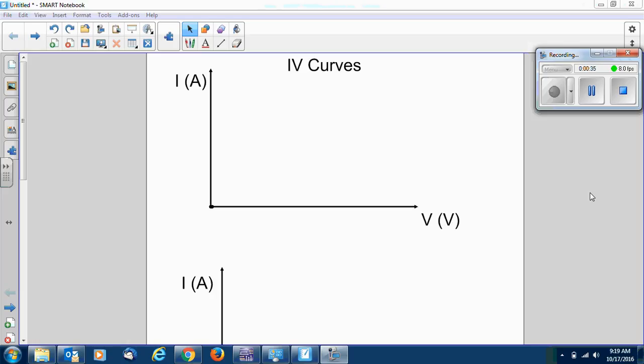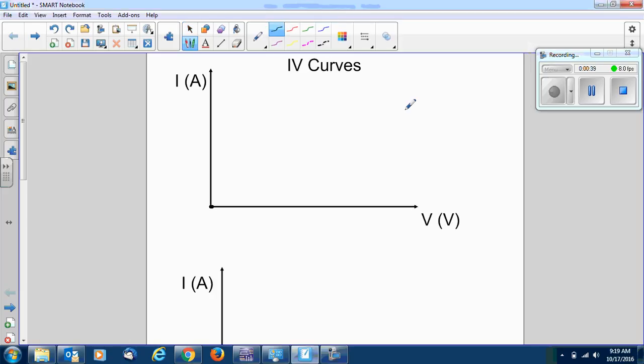So first, let's talk about IV curves of the things we do know. And the first thing that comes to mind is a resistor. So this is going to be the IV curve of our resistor. An IV curve is really a relationship between the voltage and the current. And we already know that the relationship between voltage and current for the resistor is Ohm's law.